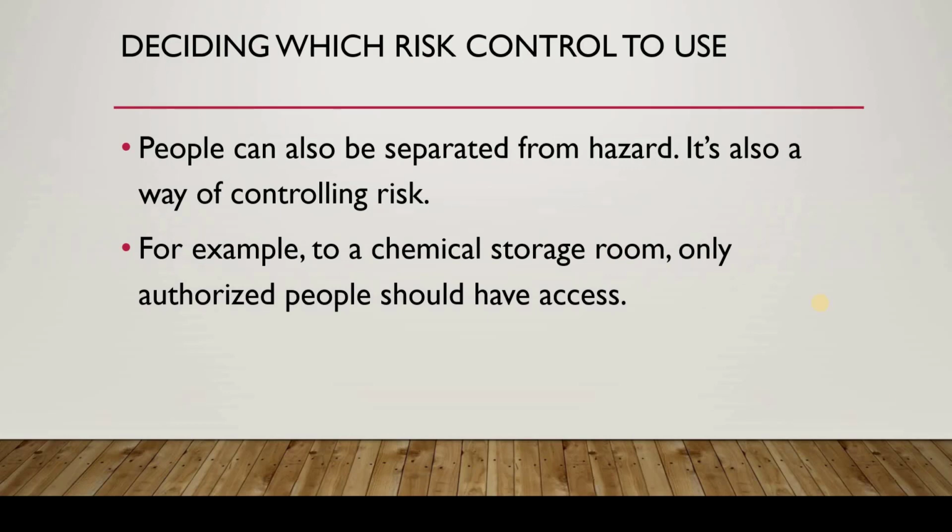People can also be separated from the hazard. It's also a way of controlling the risk. So how can we separate the hazard? For instance, we can give an example. To a chemical storage room, only authorized people should have access. Only authorized people will get access to the chemical storage room. So in that case, we have basically separated the people or the worker from the hazard. In that case, the hazard is basically the chemical storage room. So we can say that we have separated the worker from the hazard.